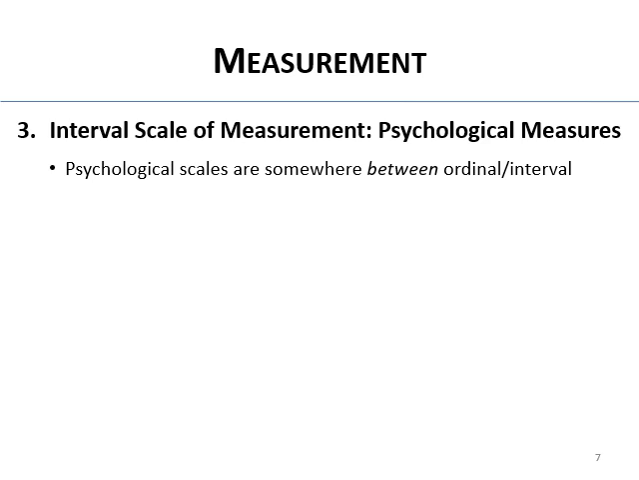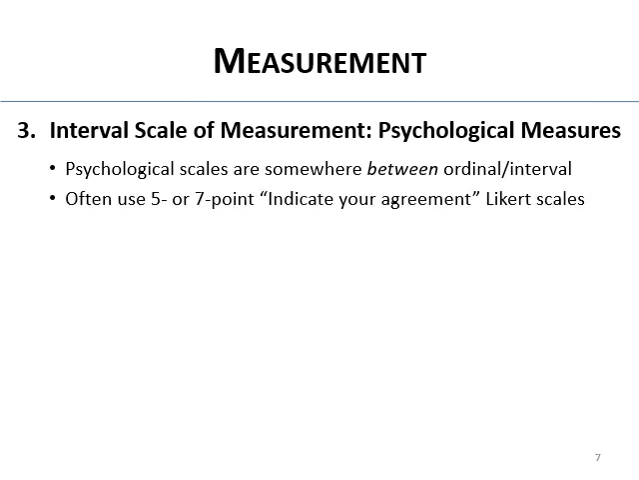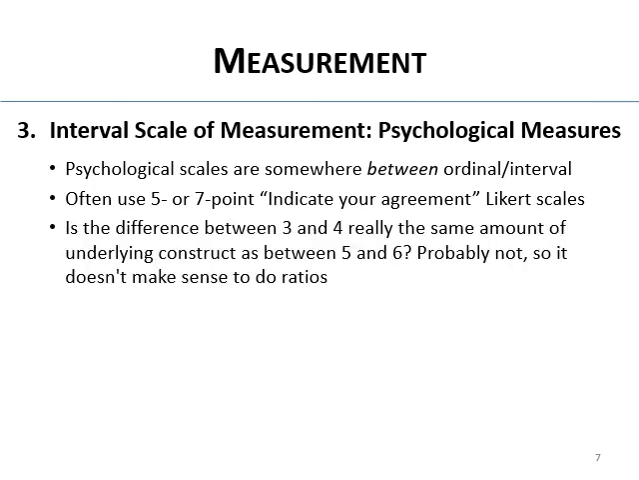But are they truly equal interval? Frequently we use these Likert scales where it's 1 to 5, how much you agree with the statement, or 1 to 7. Those are 5 and 7 point Likert scales. If you use just one of those, it's probably ordinal. Is there a difference between a 3 and a 4, really the same amount of underlying construct as between 5 and 6? I'd say probably not, right?